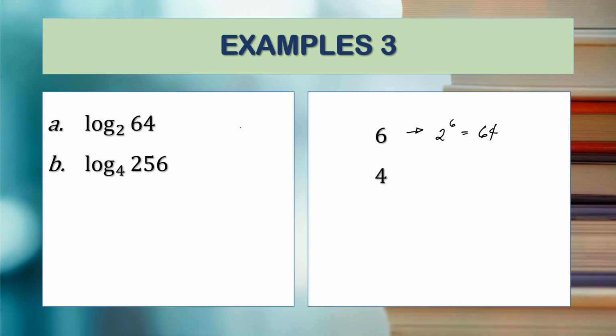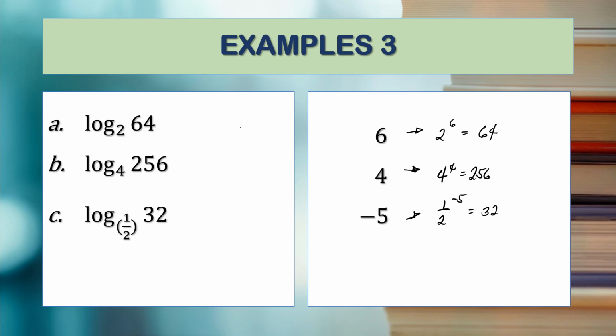Okay, we have 4. So if we're going to transform this to exponential form, we have 4 raised to 4 is equal to 256. Next, we have the log of 32 with base 1/2. So what exponent with base 1/2 will give you the value of 32? Okay, so it's negative 5. So if we're going to transform this, we have 1/2 raised to negative 5 is equal to 32. Or if we're going to simplify this, we have 2 raised to 5 is equal to 32.